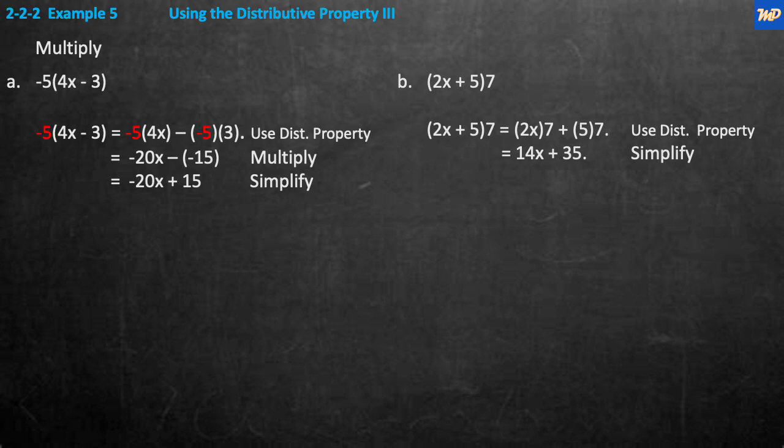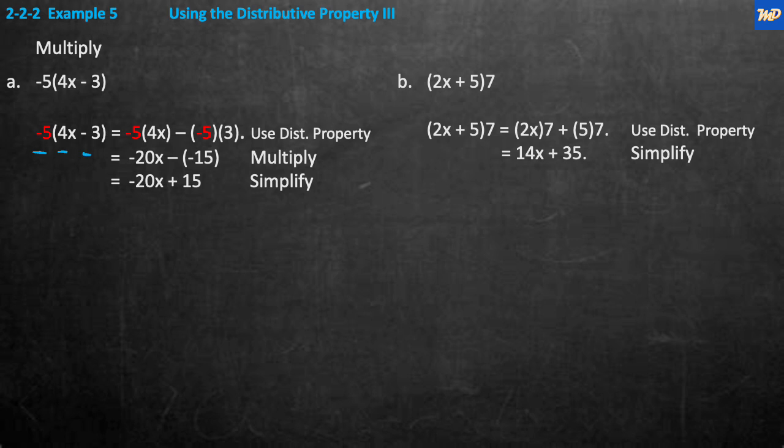Okay, example 5, using the distributive property number 3. So here's our third example of this. It says multiply. So let's look at problem A. We have a little hook going on here. They threw us a -5 here as part of this multiplier. So we're going to rewrite it. We're going to say -5 times the quantity 4x minus 3. So now we're going to use the distributive property to spread this out.